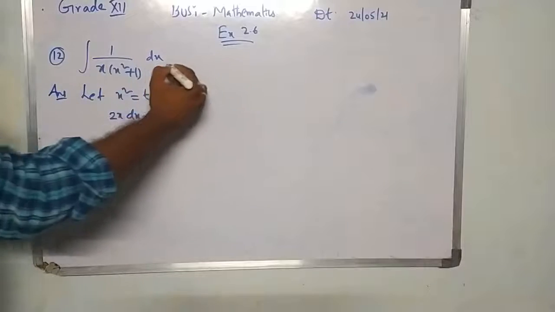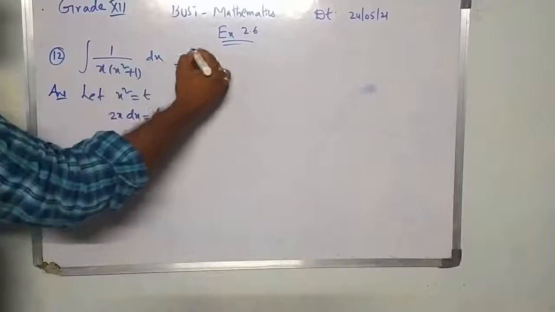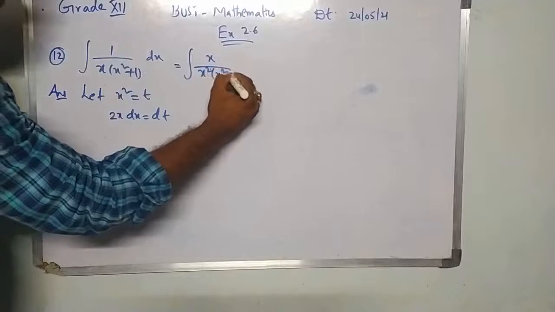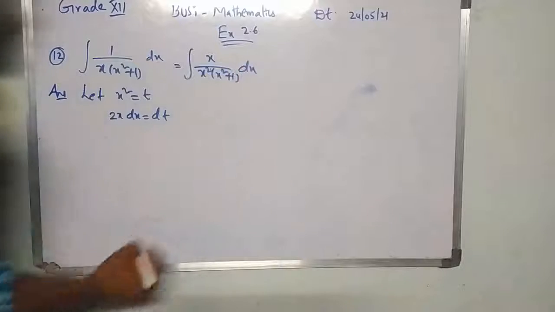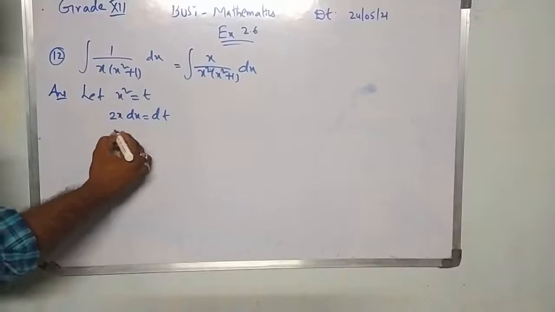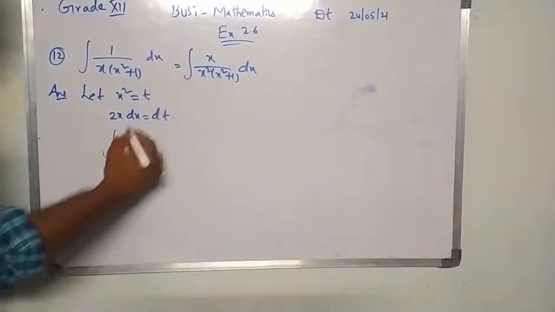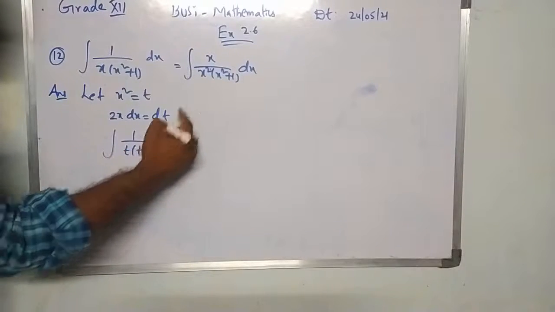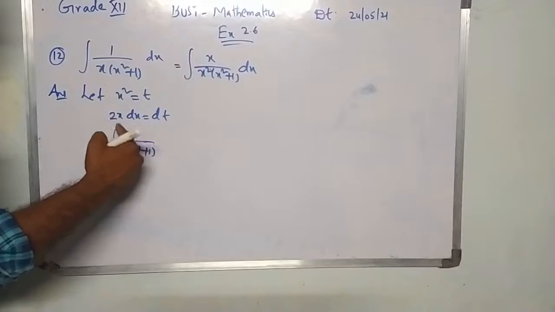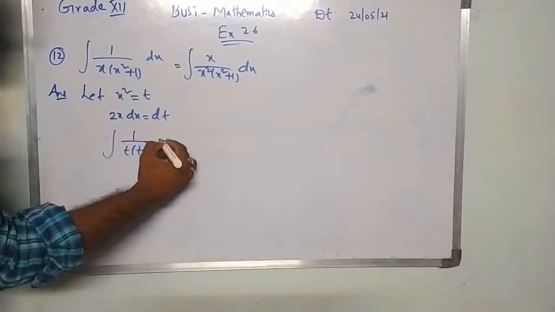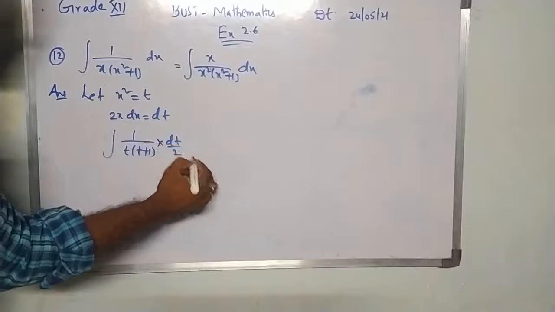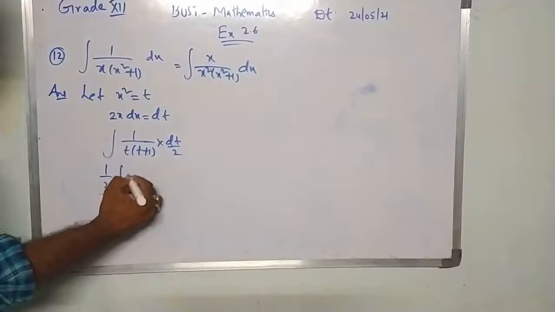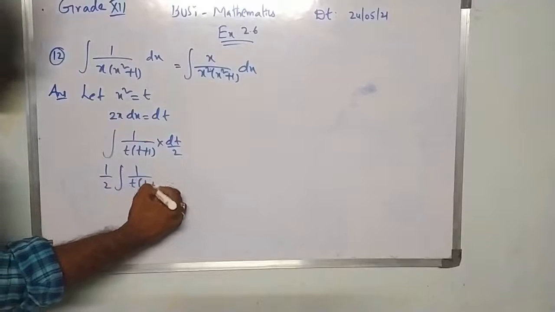For the given question, I will multiply and divide by x. Based on this, x square means t, so we get 1 by t into t plus 1, and x dx can be written as dt by 2. We can take 1 by 2 outside. So, integral 1 by t into t plus 1 dt.